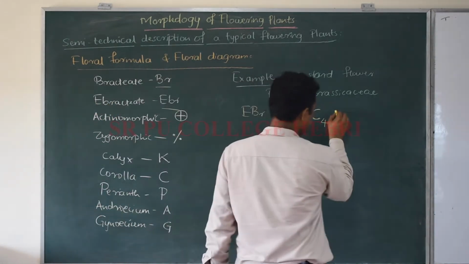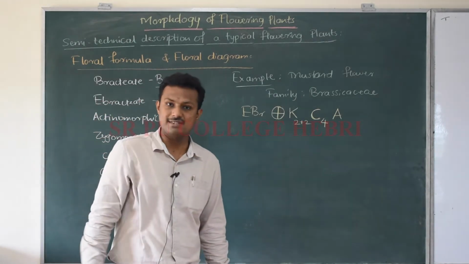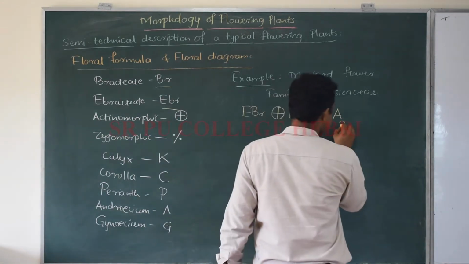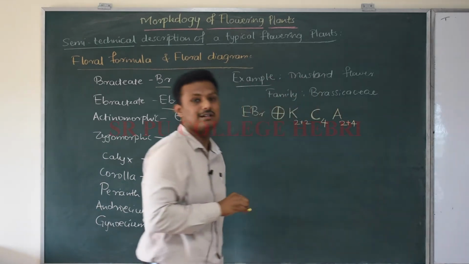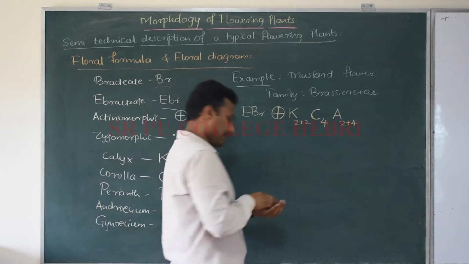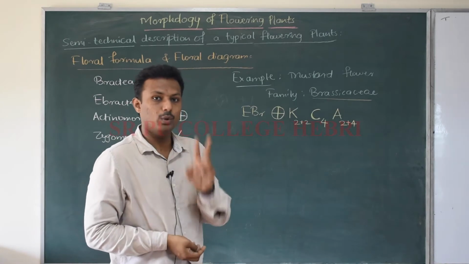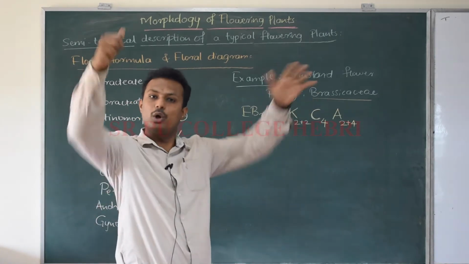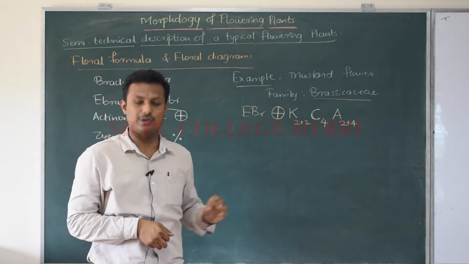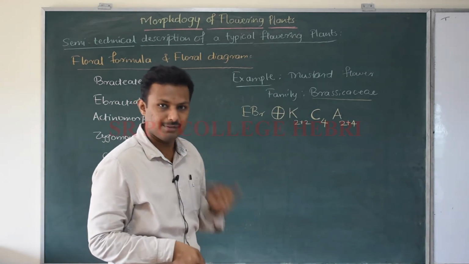Then androecium. Androecium is represented with the letter A. And how many stamens are there? That we are going to write like this: 2 plus 4. Okay, because typically in the family called Brassicaceae, there are 6 stamens, and out of the 6, 2 are smaller and 4 are longer. That is why it is called 2 plus 4 condition. It is also technically called didynamous condition, right?